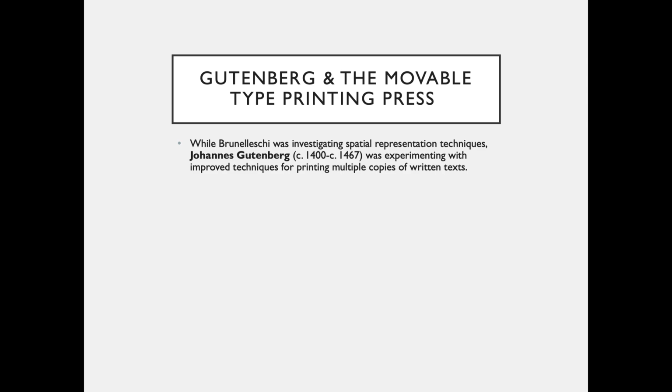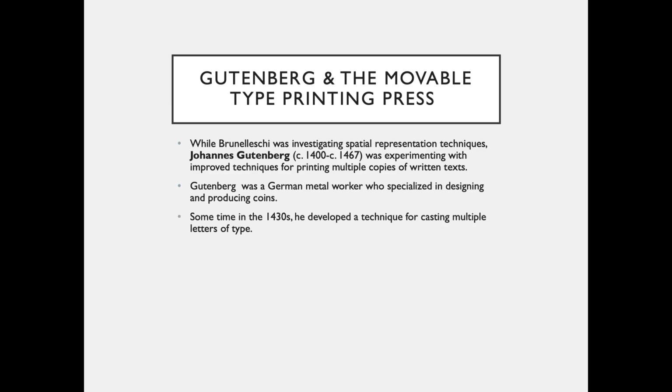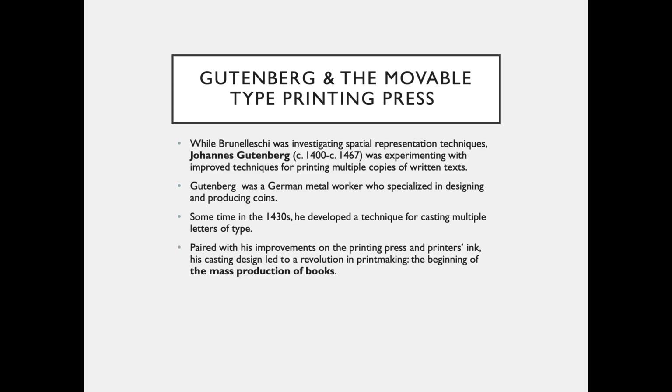When Brunelleschi was investigating spatial representation techniques, Johannes Gutenberg was experimenting with improved techniques for printing multiple copies of written texts. Gutenberg was a German metalworker who specialized in designing and producing coins. Sometime in the 1430s, he developed a technique for casting multiple letters of type. Paired with his improvements on the printing press and printer's ink, his casting design led to a revolution in printmaking, the beginning of the mass production of books.